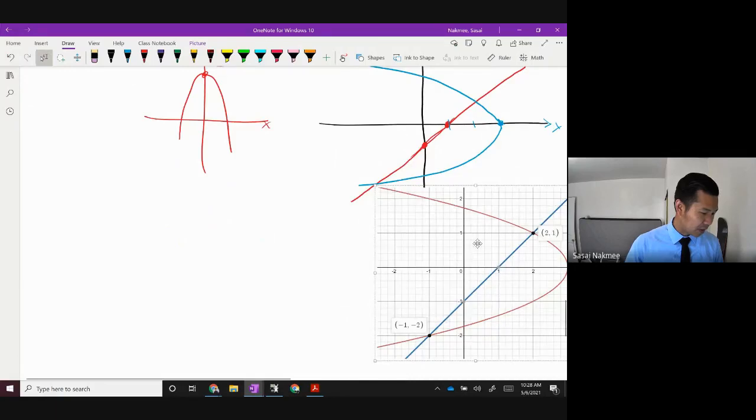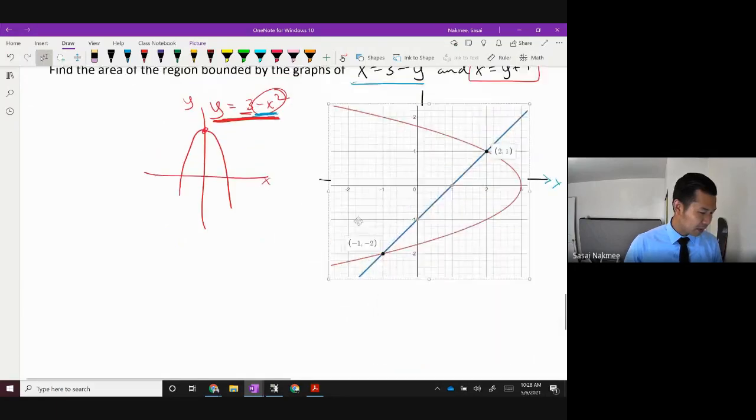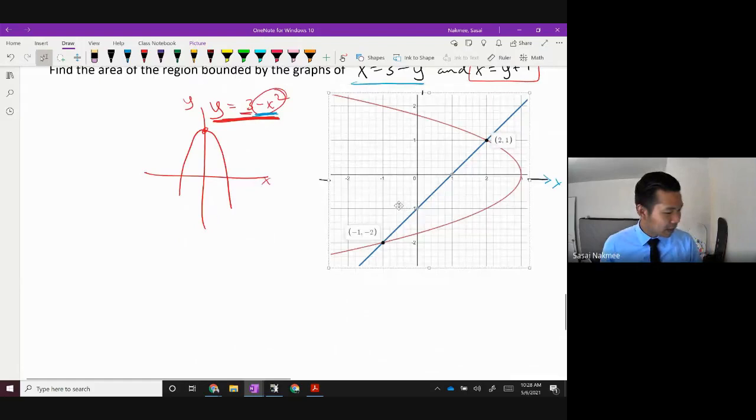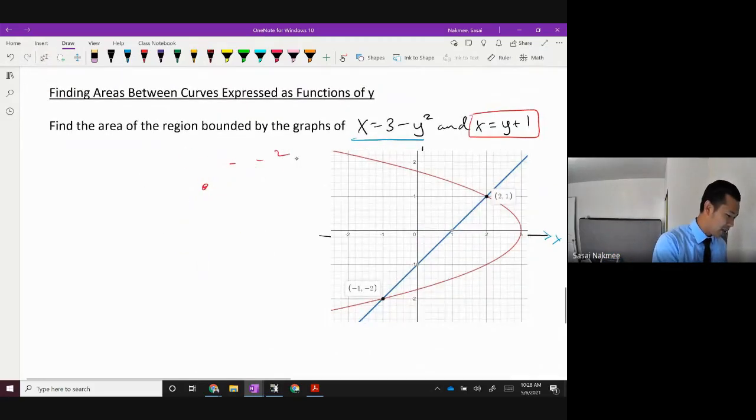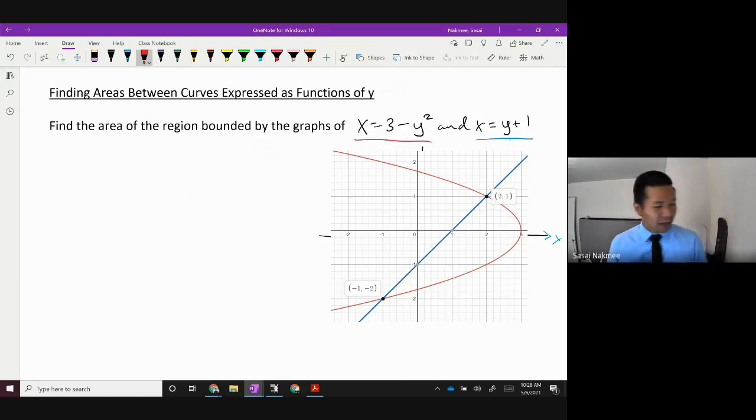Oh, I got the color swapped. That's fine. Okay, so I got my color swapped there. So here's the deal. Let's switch the colors back around there. Let's go with this one being blue, this one being red, for this area here, right?